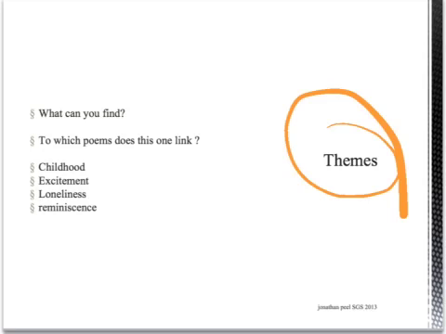Try and colour code your annotations, and then when you've done this, think for a moment. Which poems have we read already that we could create links with this one in any of the areas outlined earlier? Childhood, excitement, loneliness, and reminiscence. When you've done that, move on.